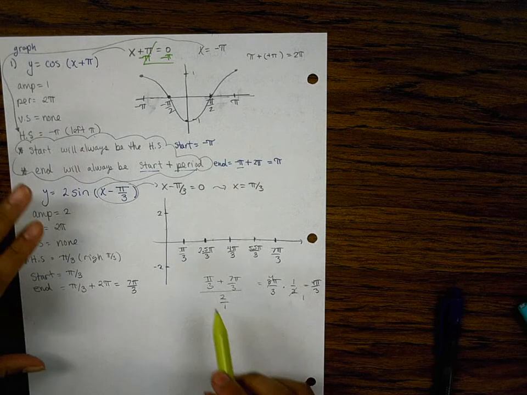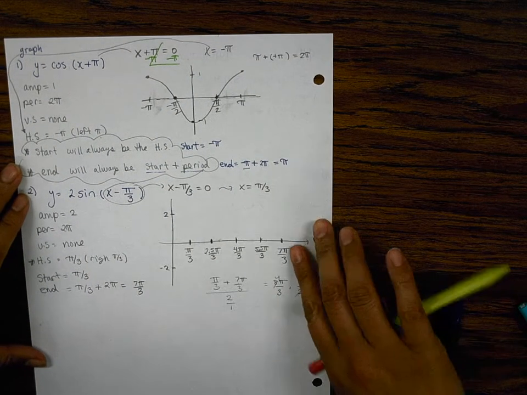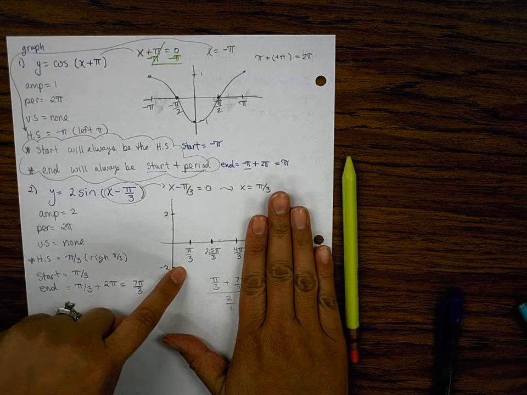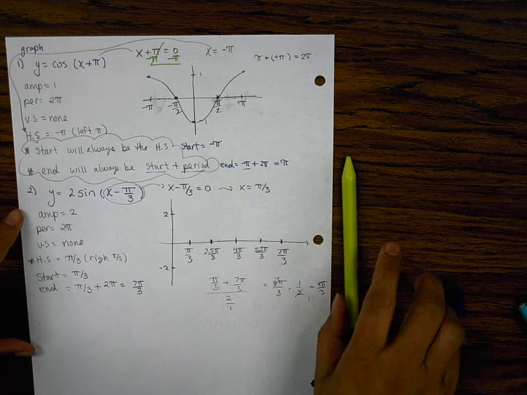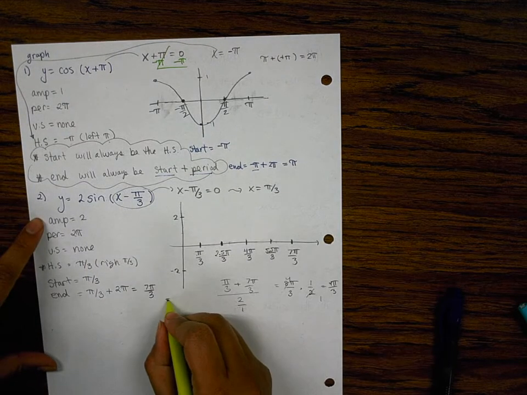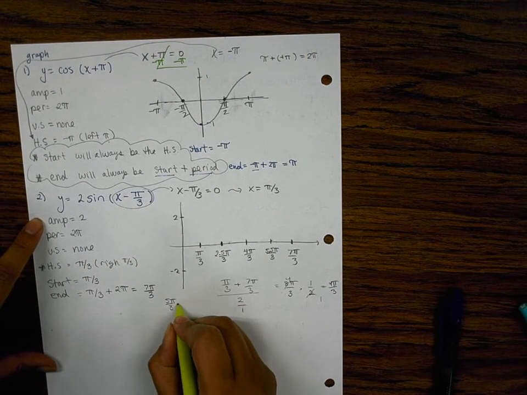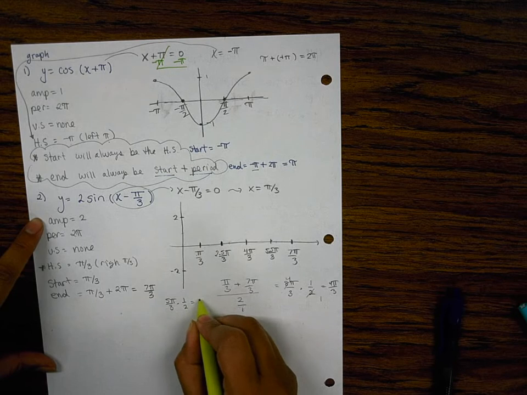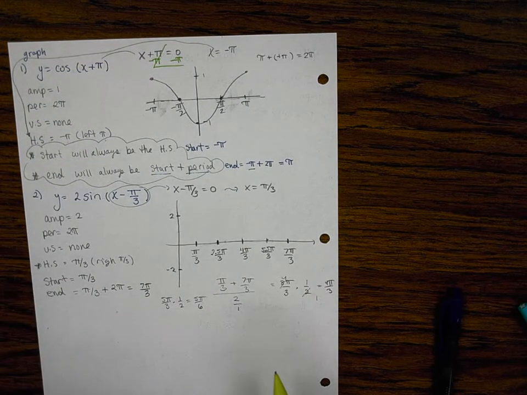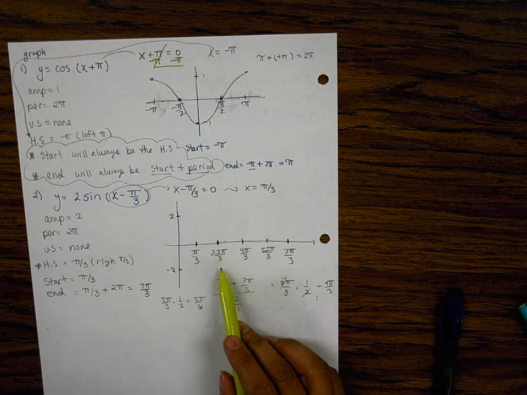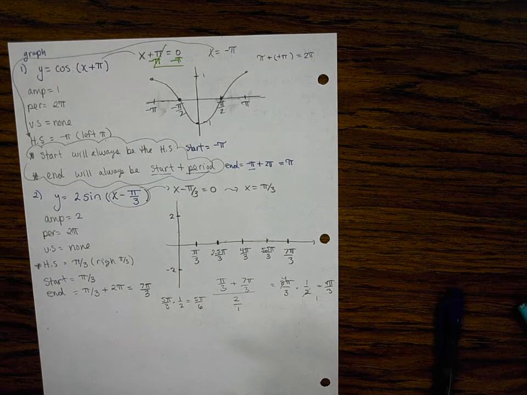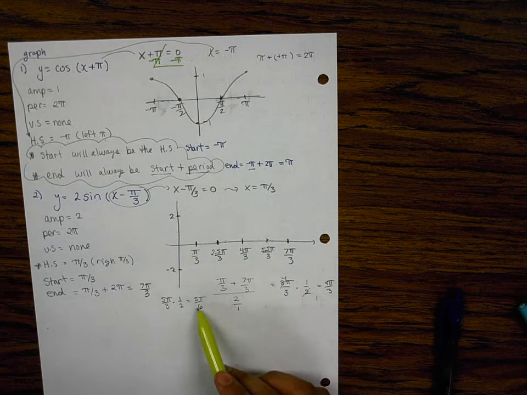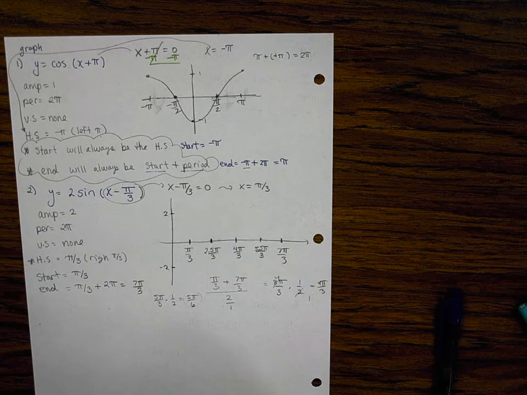If that really bothers you, then do what, like for example right here, 1 over 3 plus 4 over 3 is 5 over 3. 5 pi over 3 cut in half is 5 pi over 6. 2.5 pi over 3 is equivalent to 5 pi over 6. If you don't like the decimals within fractions, do it this way. I'm going to continue doing it this way for this problem.